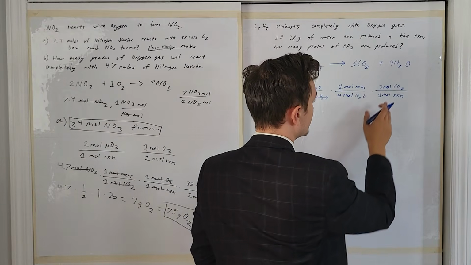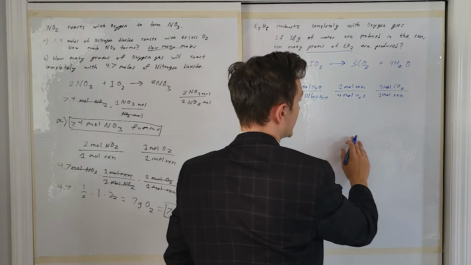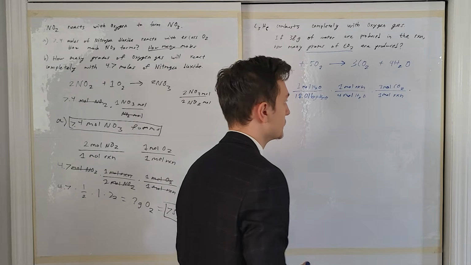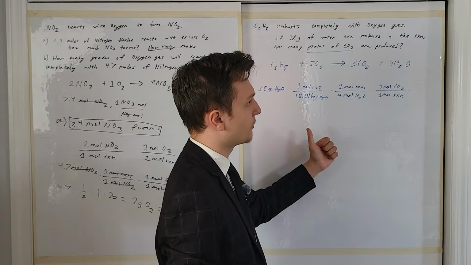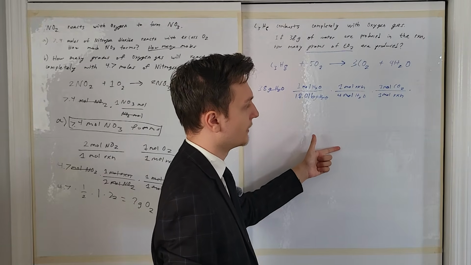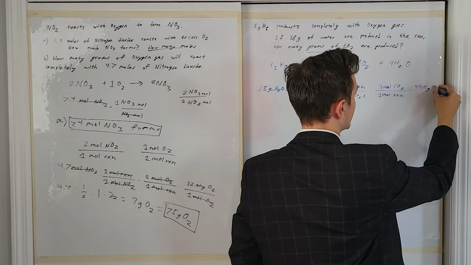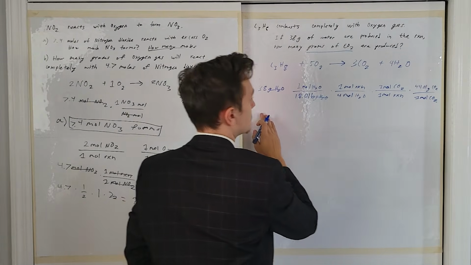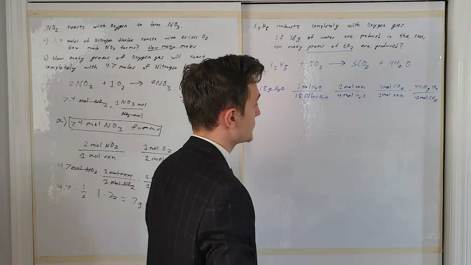Now I am dealing with moles of CO2, but I'm looking for grams of CO2. So finally, I need to multiply by the molar mass of CO2. Molar mass of carbon plus 2 times the molar mass of oxygen, that's 12.01 plus 16 times 2, which is 32, plus 12.01, which is 44.01. 44.01 grams of CO2 divided by 1 mole of CO2. Now, all the way on the right here, I have come to grams of CO2.